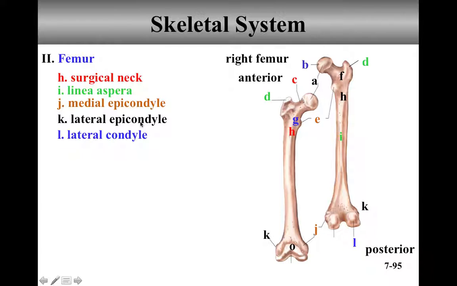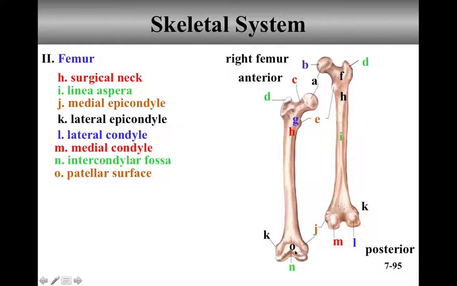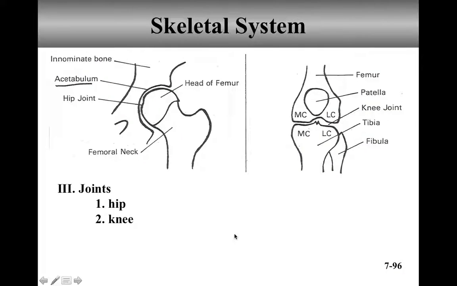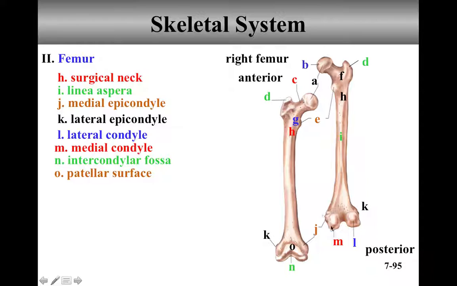All right, let's keep going. Lateral condyle, got it. Medial condyle, got it. Okay, intercondylar fossa is N, which is the depression between the condyles. O is the patellar surface, so the surface that your kneecap or your patella sits on. Okay, and then M is the medial condyle, and L is the lateral condyle.